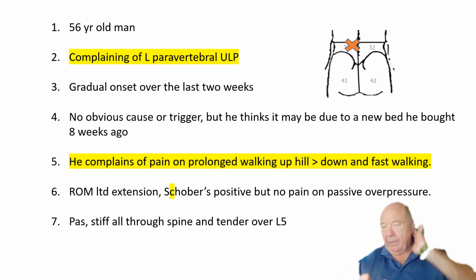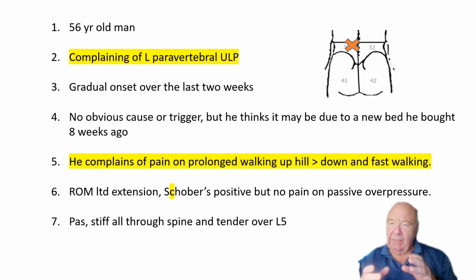This is the interesting one. He complains of pain on prolonged walking uphill and fast walking. Now, musculoskeletal, fast walking is an extension activity. Walking uphill is a flexion activity. So we've got a dichotomy there. Walking uphill is a flexion problem, walking downhill is an extension problem, and they are both present. So this could suggest this isn't a musculoskeletal problem.